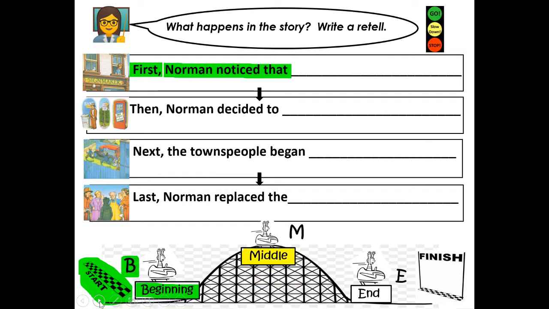Now we're moving to the middle of the story. Then Norman decided to, what did Norman decide to do? Say your sentence out loud. Then Norman decided to, once you've said your sentence out loud, push pause and write your complete yellow sentence. And when you're finished writing your complete sentence, push play.